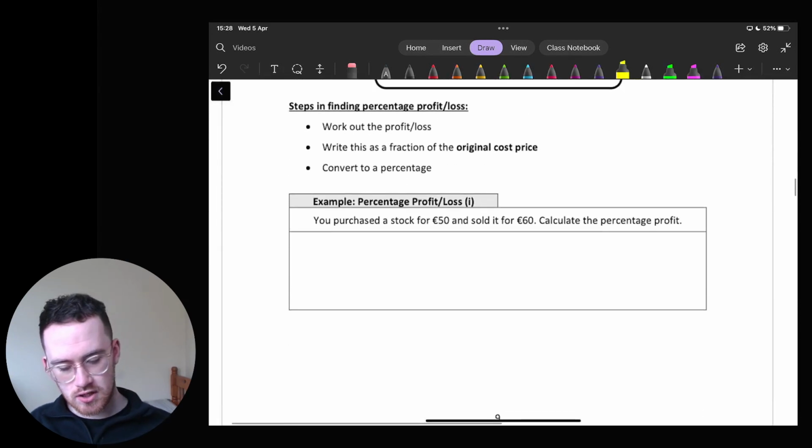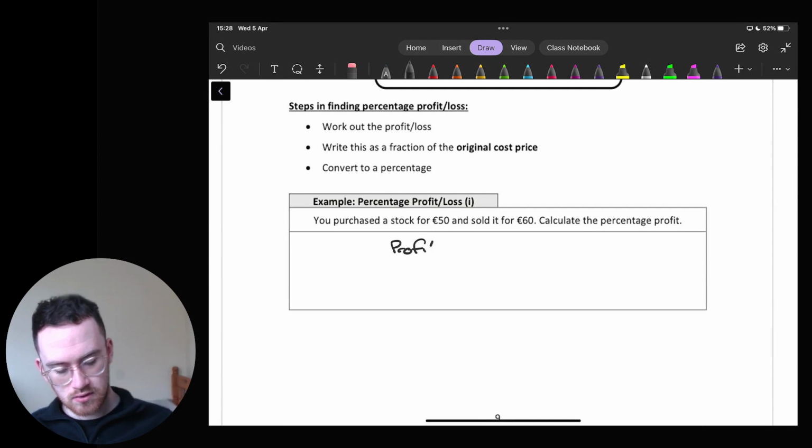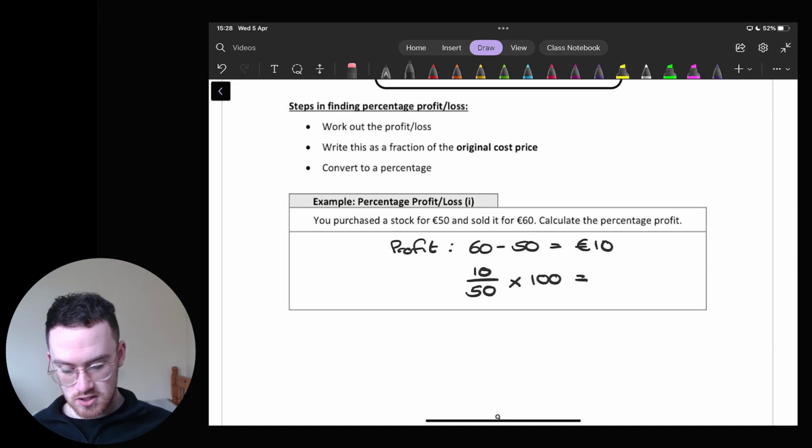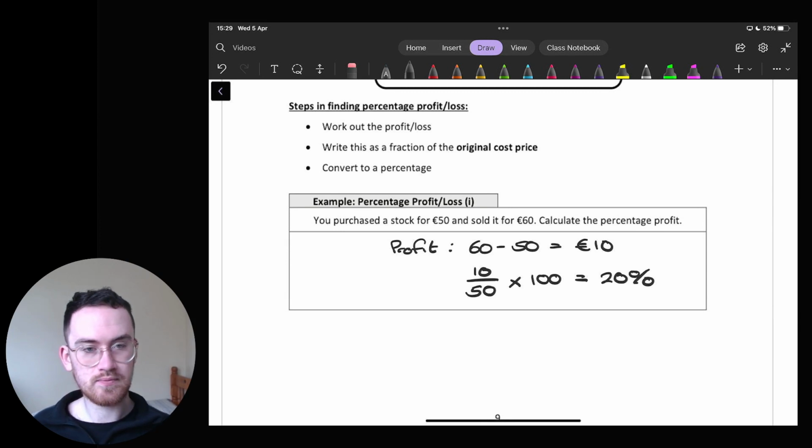So if I purchase a stock for 50, sold it for 60, my profit would be 10 because that's the money that I made. I take my 10, I put it over the original, which is 50, and I change that to a percentage. That's one that we should kind of know, 20%, because 1/5.